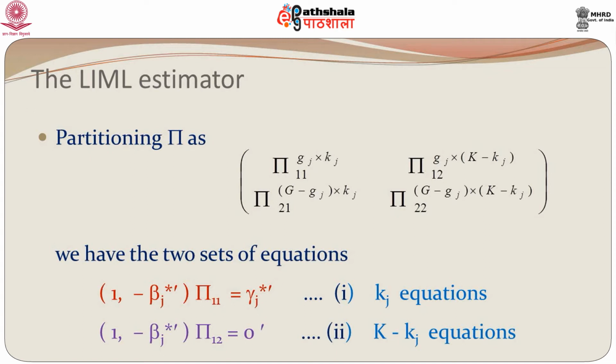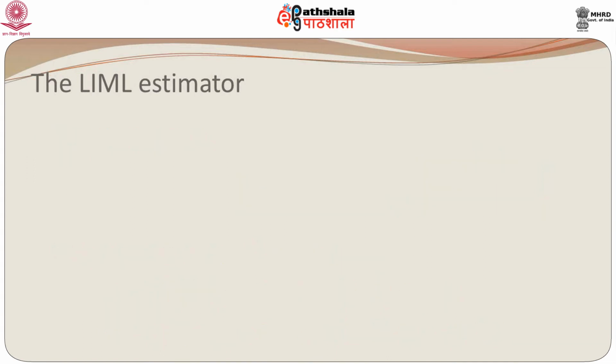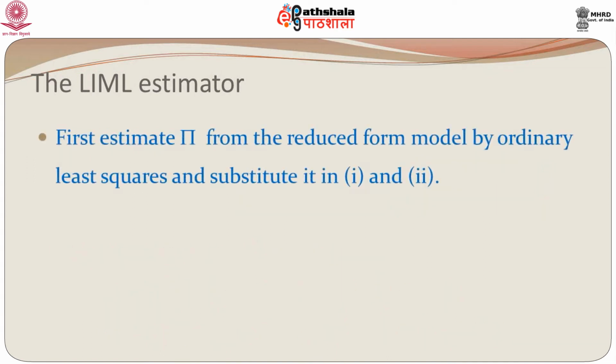Pi 1 1 is g j by k j, and similarly 1 minus beta j star has g j elements, and pi 1 2 is again g j by k minus k j, so again the multiplication goes through. So, we have two sets of equations if we use the partition of pi. And we first estimate pi from the reduced form. So, you put the estimates of pi in these two sets of equations. The two sets of equations now only have beta j and gamma j as the unknowns.